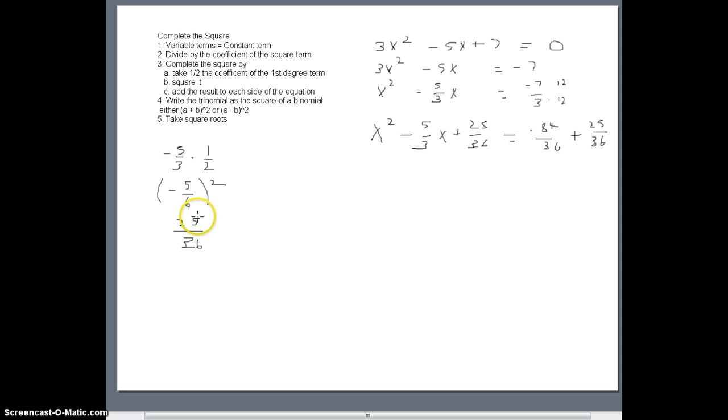After you add the result of the completing the square to each side of the equation, next write the trinomial as the square of a binomial. It will either be the square of a sum or the square of a difference. In this case, we'll have a square of a difference. The number we squared was -5/6. Take the square root of x squared, which is x, and the square root of 25/36, which was the -5/6.